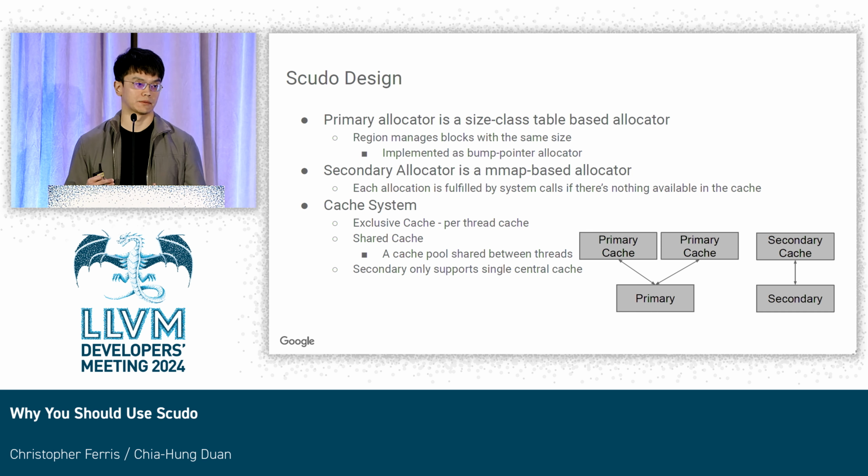And the third thing is the cache system. It has the cache system like other allocators, the exclusive cache, which is the per thread cache. It also has a feature called shared cache. It's faster than accessing the primary or secondary allocator, but it's slower than the per thread cache. The benefit of the shared cache is we are able to release the block cache in the shared cache. So it uses less memory than the exclusive cache.